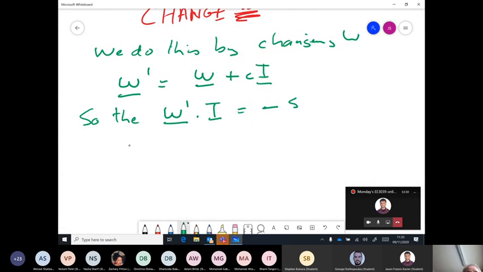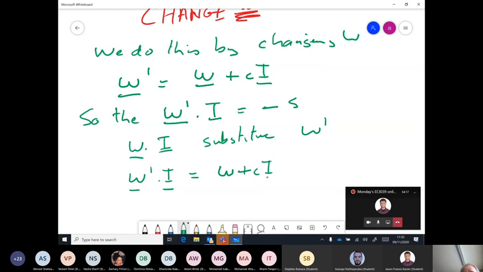So let's take the original equation, W dot I, and we substitute for W prime in that equation, which will now give me W prime dot I, which is going to be equal to W plus CI.